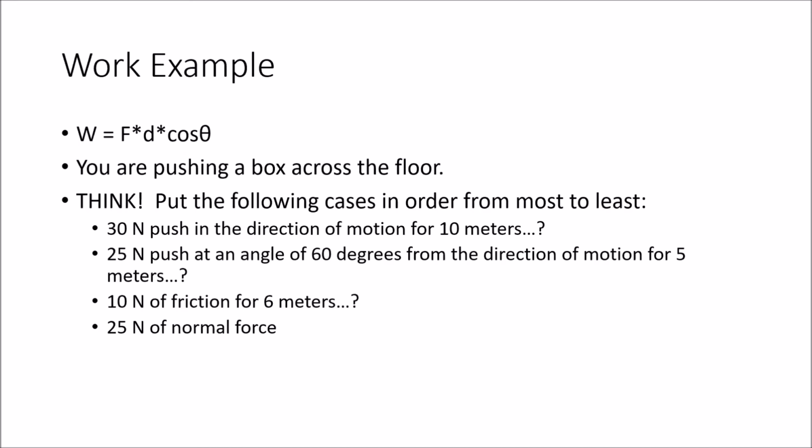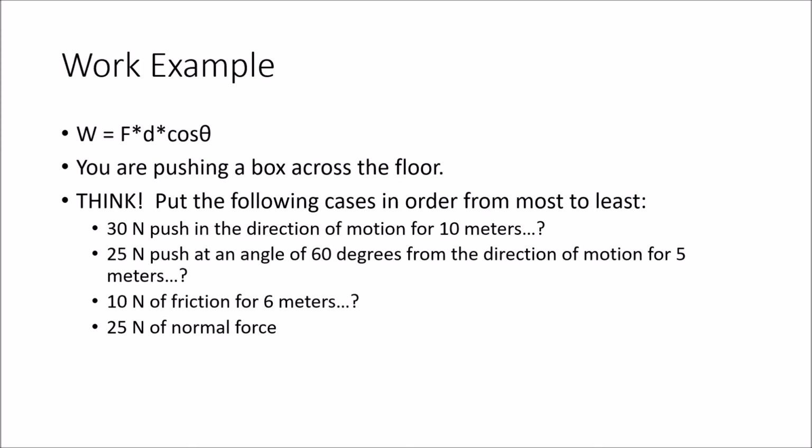The next one, a 25 Newton push at an angle of 60 degrees from the direction of motion for 5 meters. Well, okay, 25 newtons, that's our force. 5 meters, that's our displacement. 60 degrees from the direction of motion. Well, it says it right there. We are 60 degrees off from the direction of motion, and so we plug in cosine of 60. And cosine of 60 is less than 1. Cosine of 60, let's see, is 1/2, in fact.